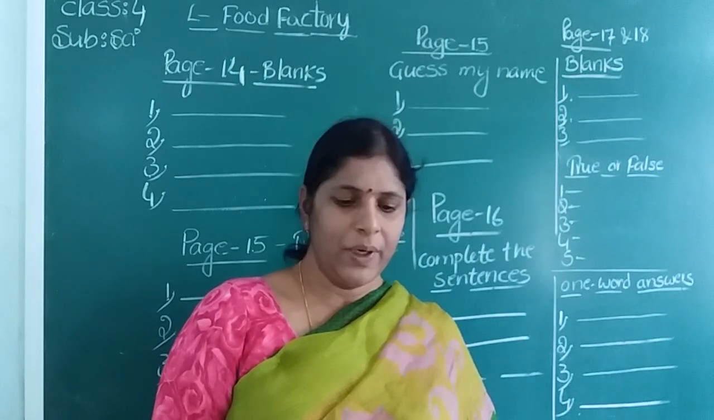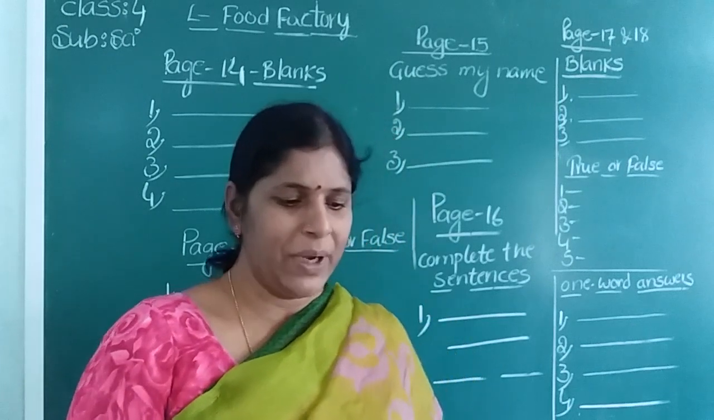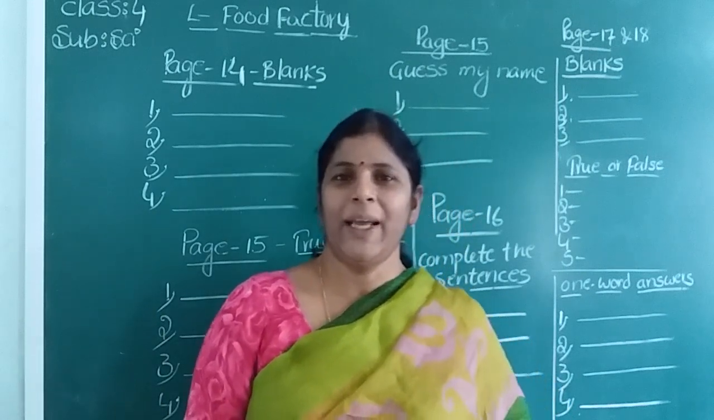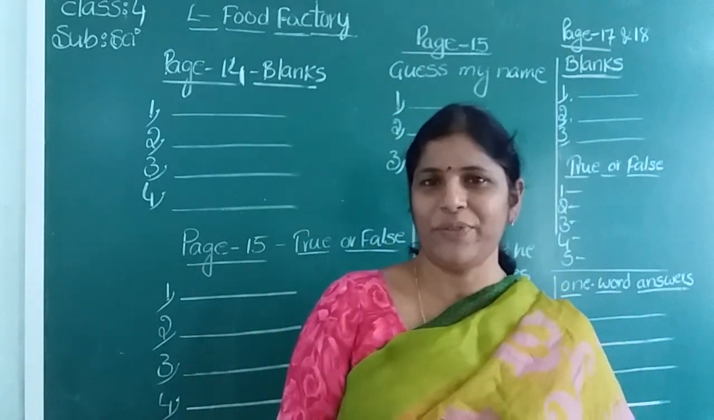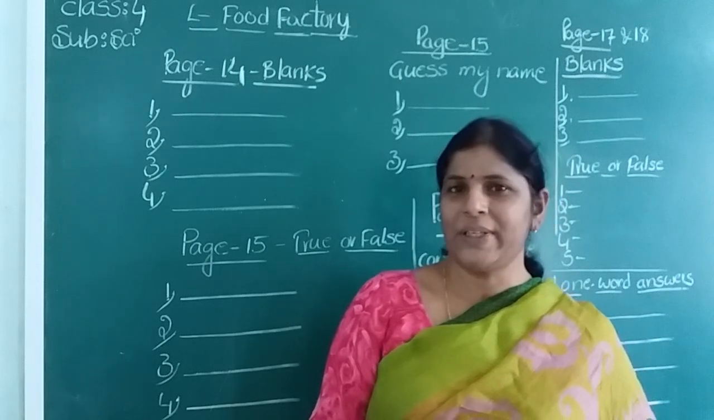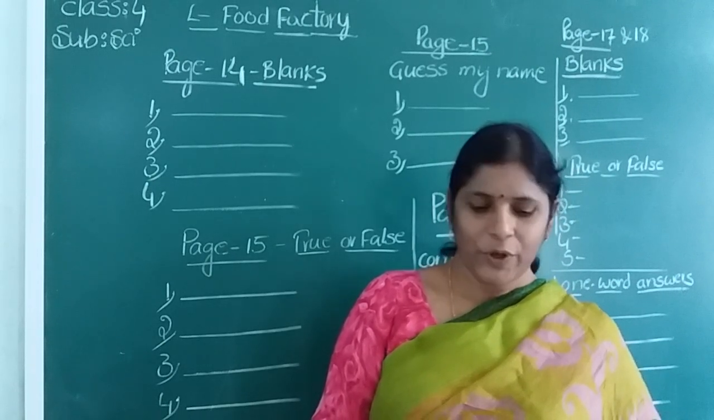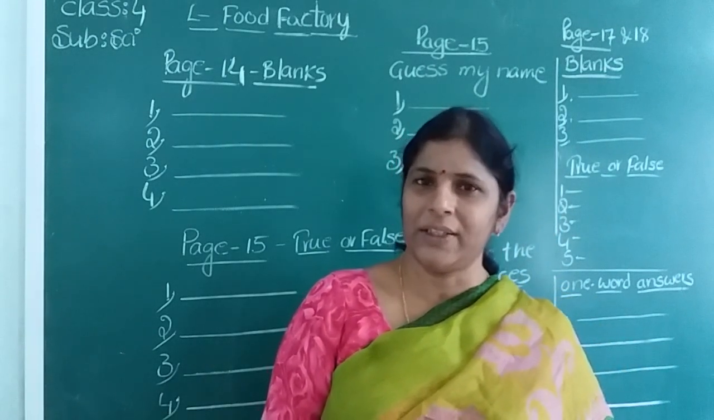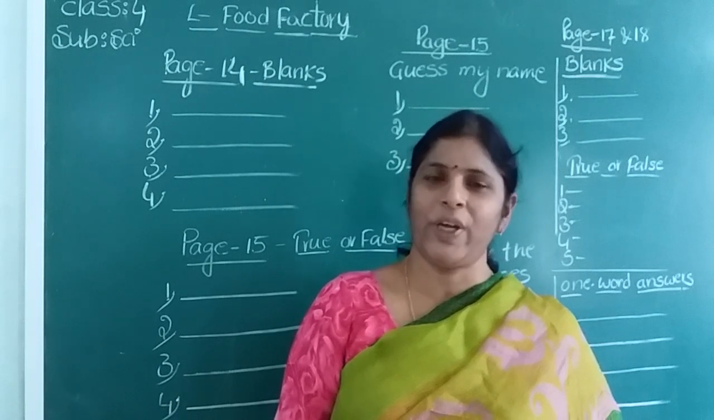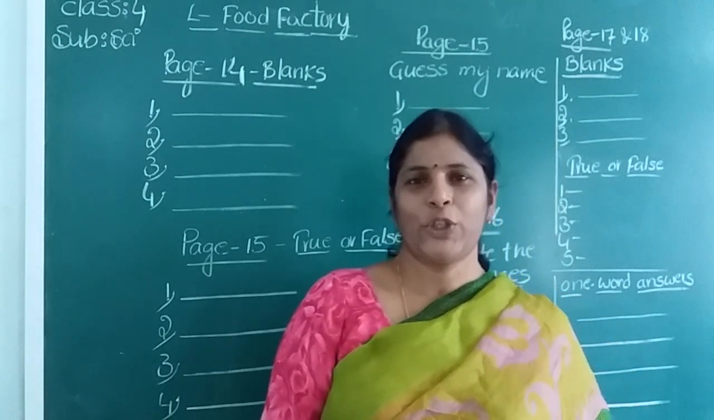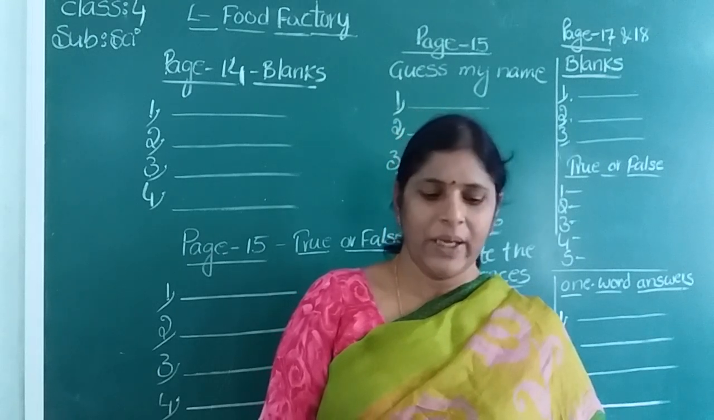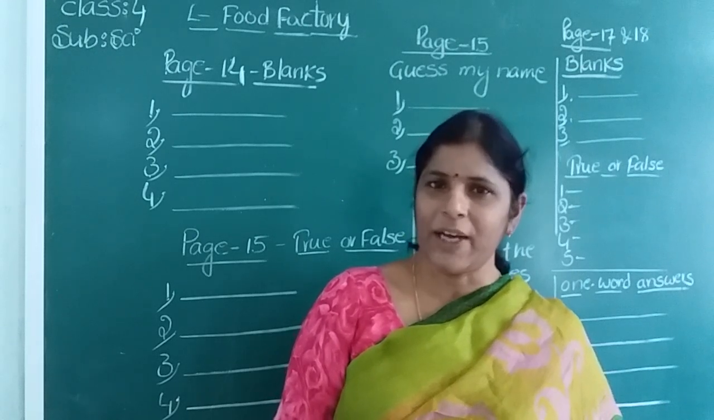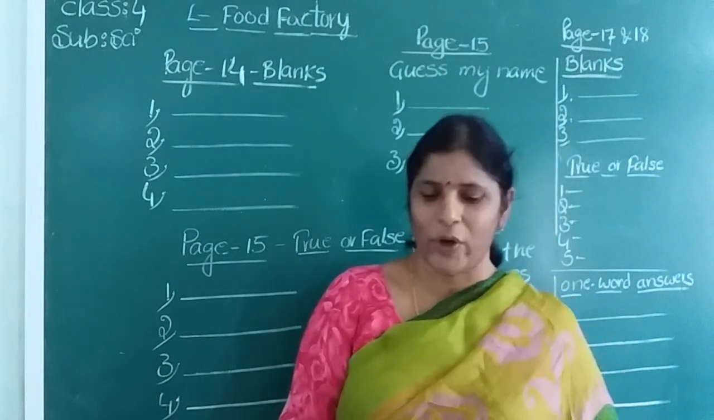Root, stem, leaf and flower. What is the main function of the root? It absorbs water and nutrients from the soil and fixes the plant firmly into the soil. The root has three functions: absorption, storage and fixation. They are asking only one function. The main function of the root is to absorb water and nutrients from the soil.